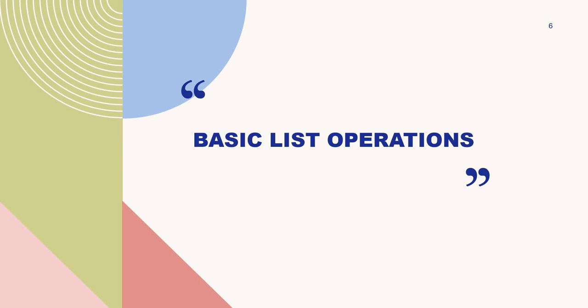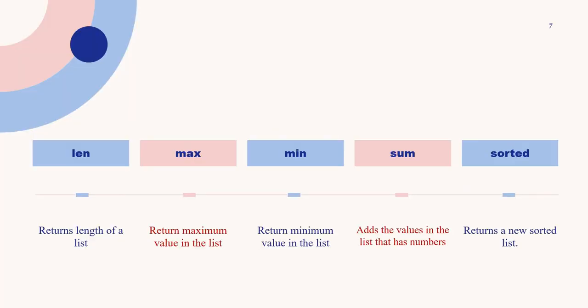Python provides more operations to perform with a list. Here I am listing out the basic operations of a list. The basic list operations are listed here. len. This function is used to return the length of a list. It counts how many elements are included in that particular list.